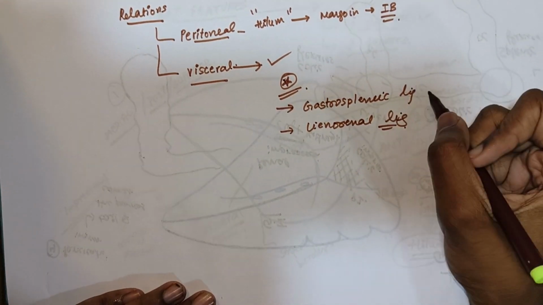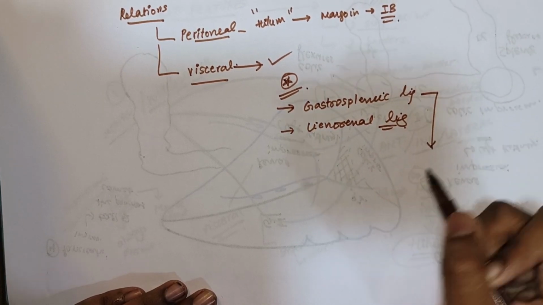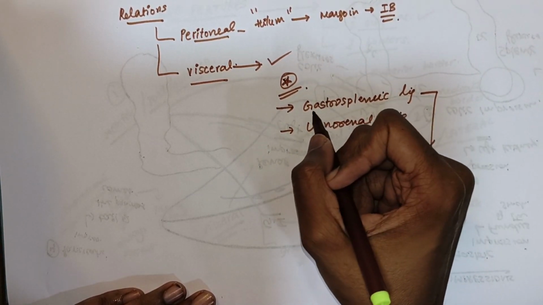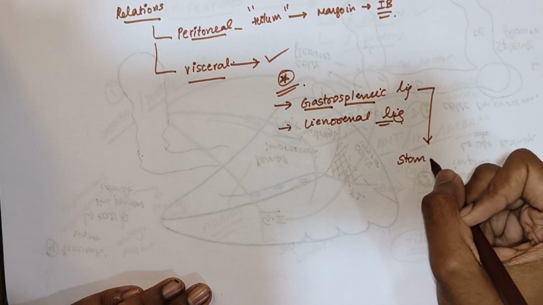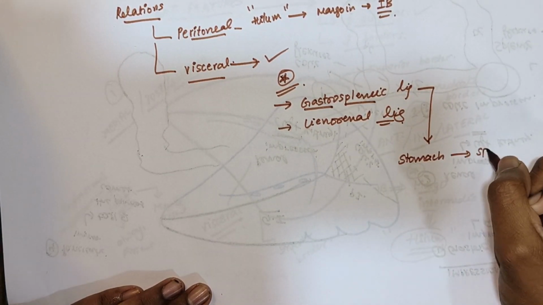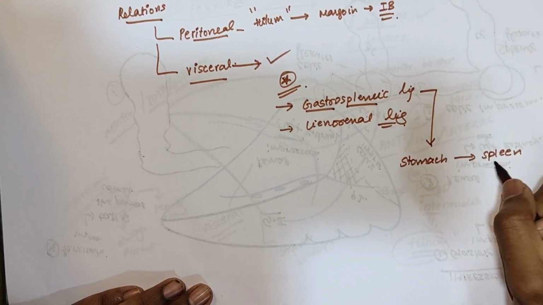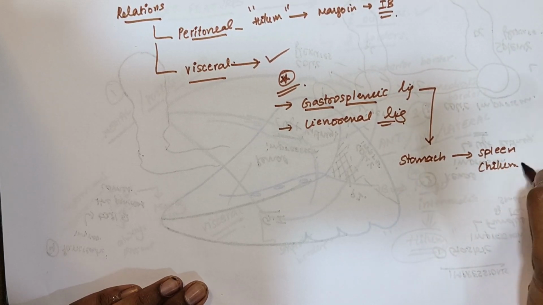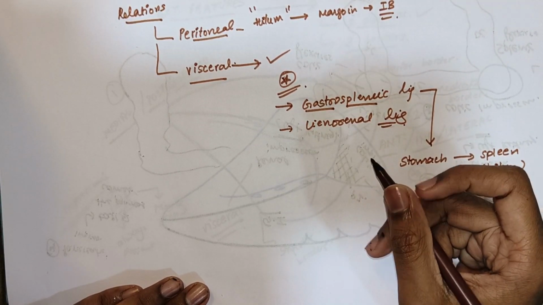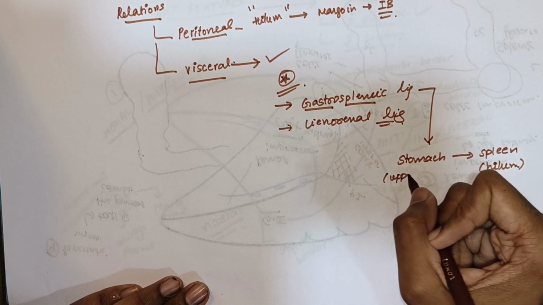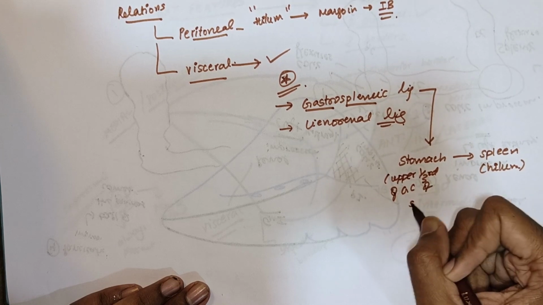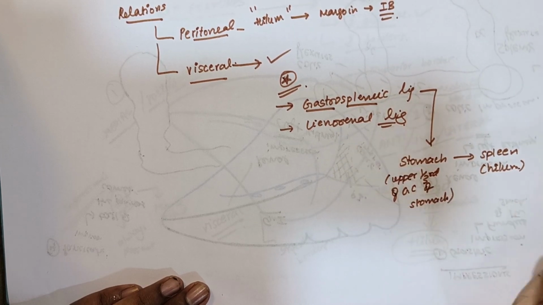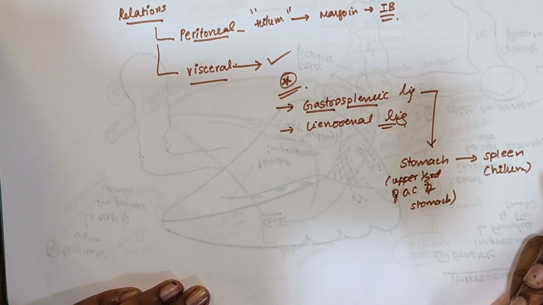Now, if we talk about the gastrosplenic ligament, as the name suggests, gastro and splenic, it extends from the stomach to the spleen. Now, where on the spleen? At the hilum. And where from the stomach? From the upper 1/3 of greater curvature of stomach.